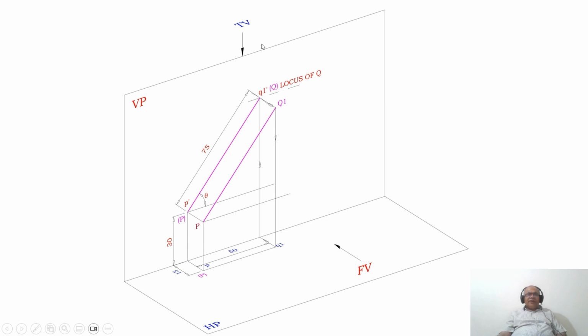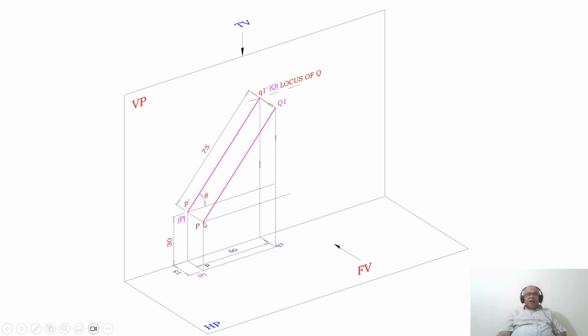So now, when you look from the top view, both capital P and this Q1 are in front of VP by 15 mm. As we look from the top view, the distance in front of VP is seen in HP. Where is HP? HP is here. So, you can see that small p and small q1 are in front of VP by 15 mm. So, the length of the top view is 50 mm, and then when you look from the front view, that distance of 75 mm can be seen between these two end projectors.